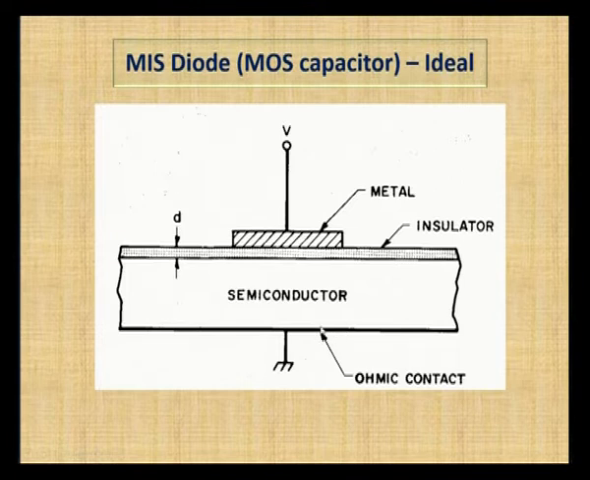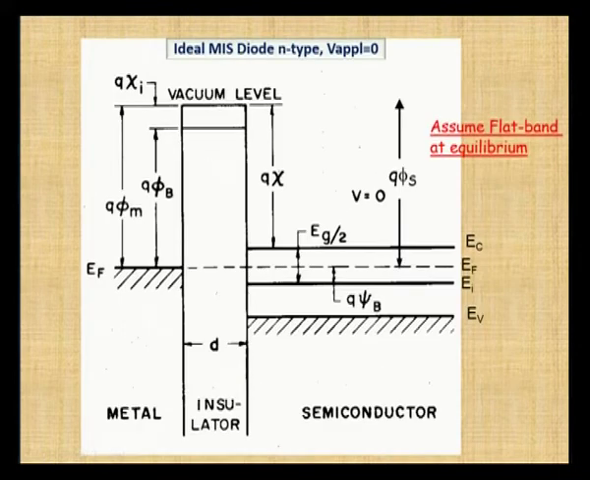The ohmic contact, there is no potential here. This is called the ohmic contact. The energy band diagram of an MIS diode has a flat band at equilibrium itself. Phi b, the barrier potential, is created. The phi b represents the height of the barrier when metal, insulator and semiconductor are in contact. This phi m represents the metal work function, and chi indicates the electron affinity of the semiconductor.